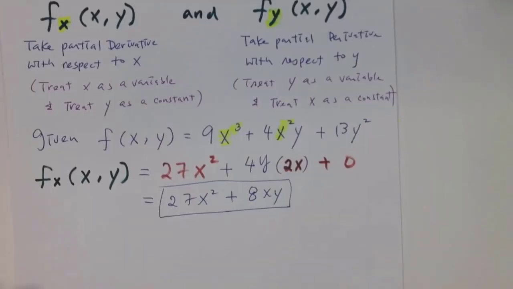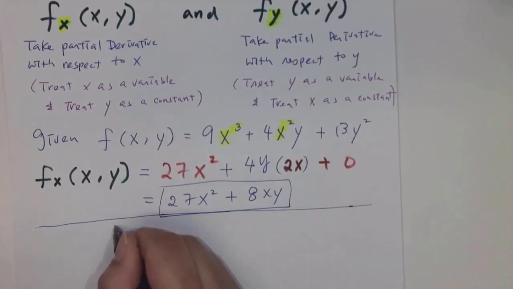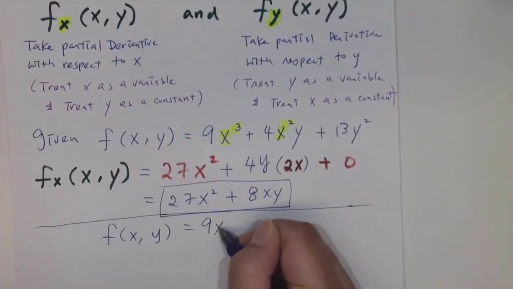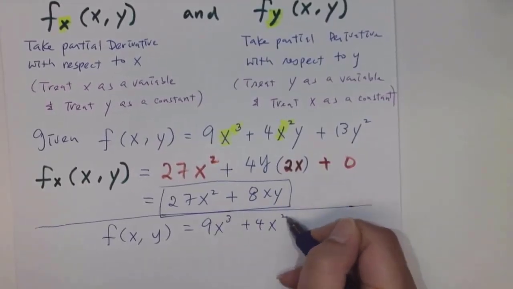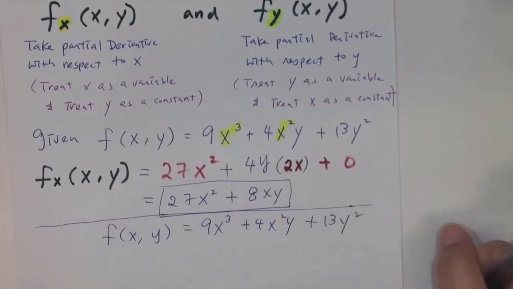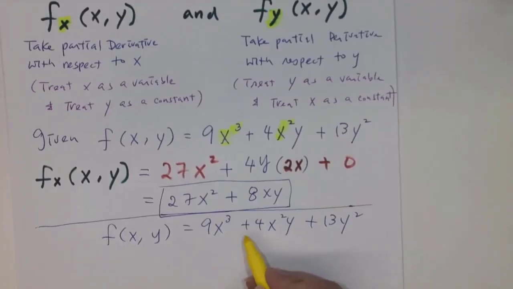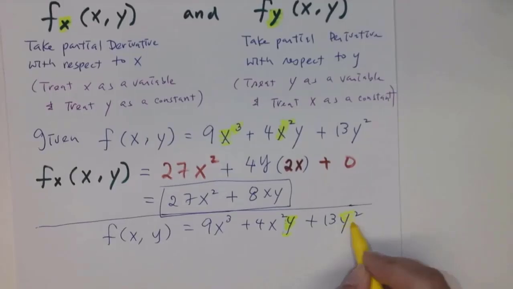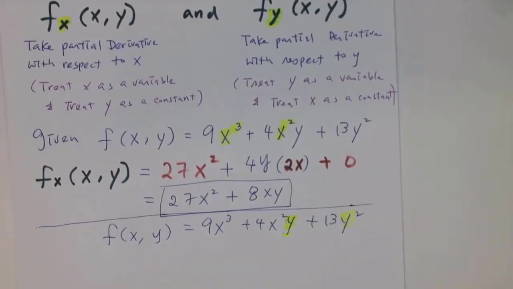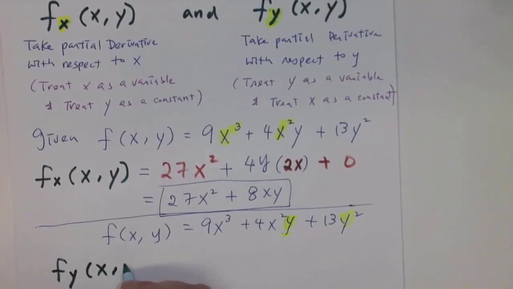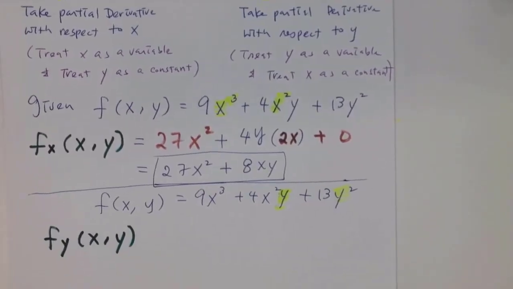So let's do the other way around. I'm going to write this function one more time. The function has both x and y. It was 9x cubed plus 4x squared y plus 13y squared. This time we are going to focus on y as my variable, but x is constant, because we are doing f with subscript y, x comma y, meaning we are taking the partial derivative of this function with respect to y, which treats y as a variable but x as constant.